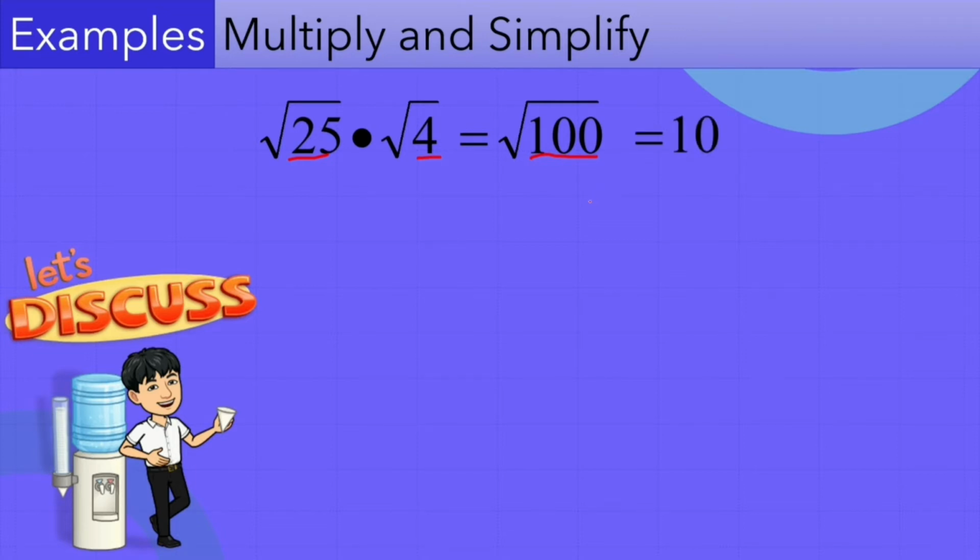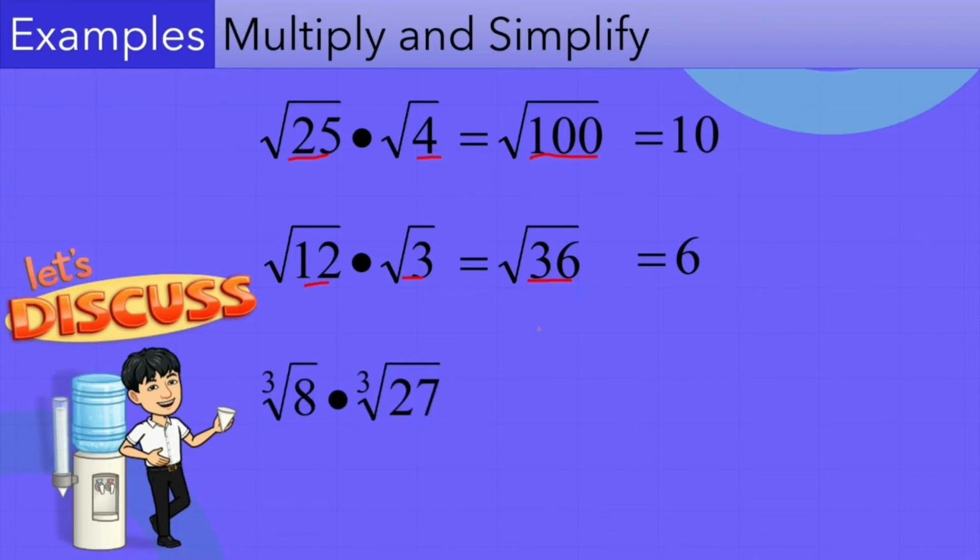Let's have some more examples. Suppose we're going to multiply square root of 12 times square root of 3. The product of square root of 12 times square root of 3 is square root of 36. And square root of 36 is a perfect square. The answer is 6. Next, let's have cube root of 8 times cube root of 27.